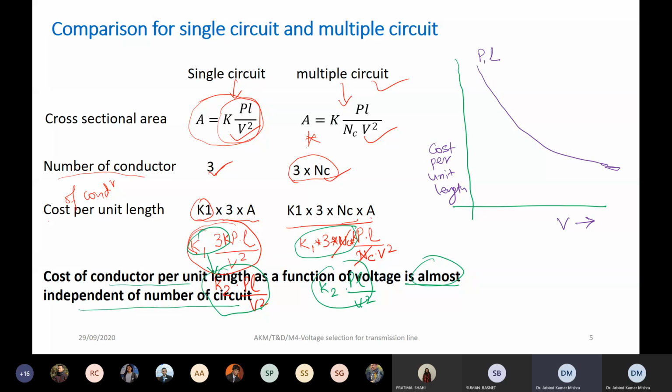So the next question is, what will be the cost if you go for multiple circuits as a function of voltage? Suppose you have a 132 kV single circuit. It has a cost of a certain X per unit length, right? Now you have a 132 kV double circuit. Do you think that cost per unit length will be X, or higher or lower? In my opinion, it will be higher for the double circuit.